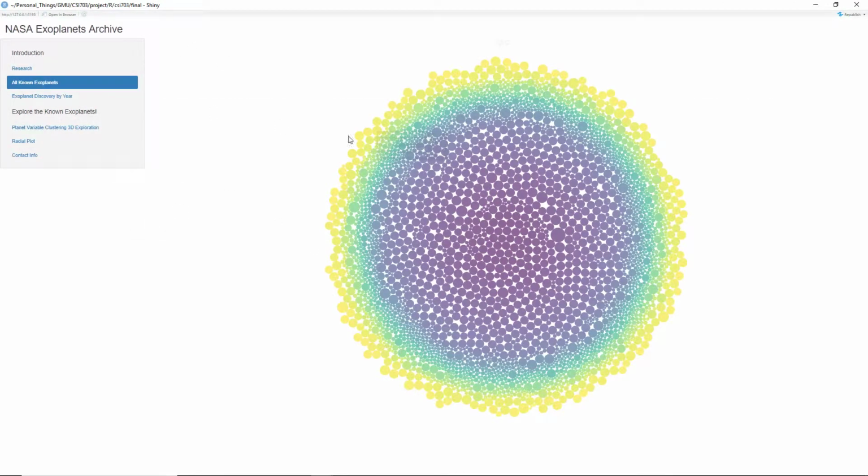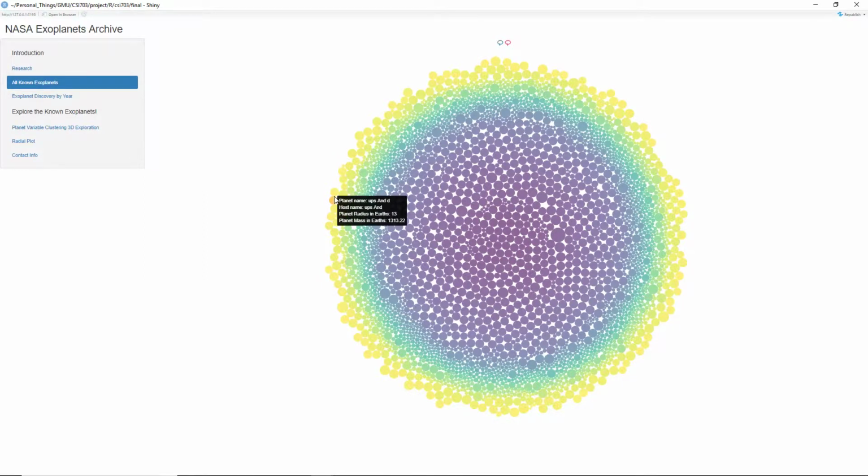So getting to the first module, we have a packed bubble chart. This was done with RShiny and Plotly JS. So here, when you mouse over any planet, you've got planet name, host name, planet radius in Earths, and planet mass in Earths. And what you're seeing here is planet radii.